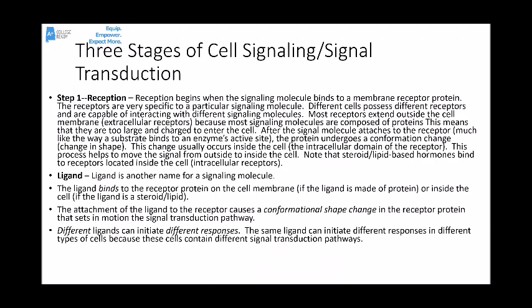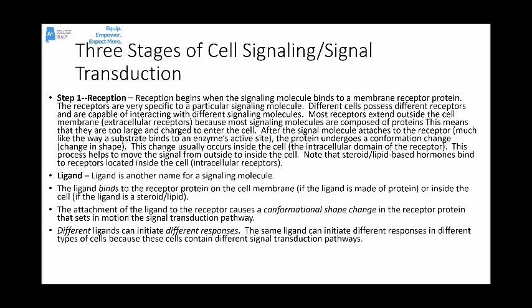So let's discuss the 3 stages of cell signaling. This is something that gets asked about on nearly every AP biology exam. The first step is reception. This is when the ligand or the signaling molecule binds to a specific receptor. They fit together sort of like a key fits into a lock.